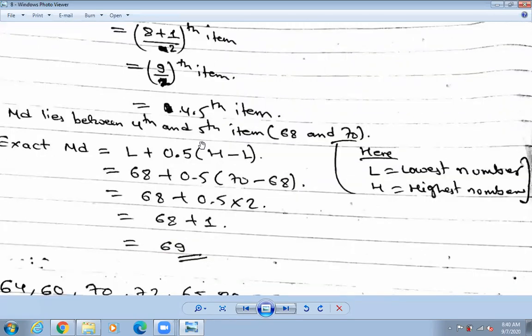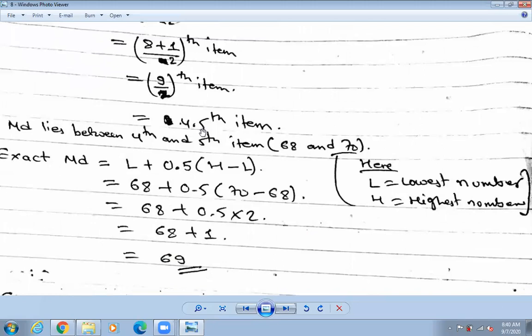Suppose, by chance, if there is 4.25, what is after the point? 25, sir. So L plus 0.25. Here there was 0.5, that's why we are writing 0.5. But if there is 0.25, then we need to write down the formula as 0.25. So if there is 4.75, then your formula will be 0.75. We have learned this in class 8. Hope you remember it.